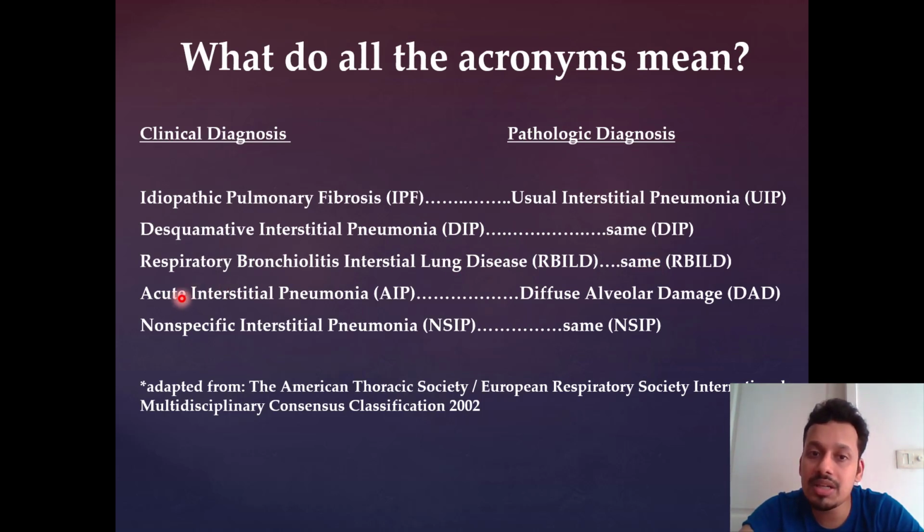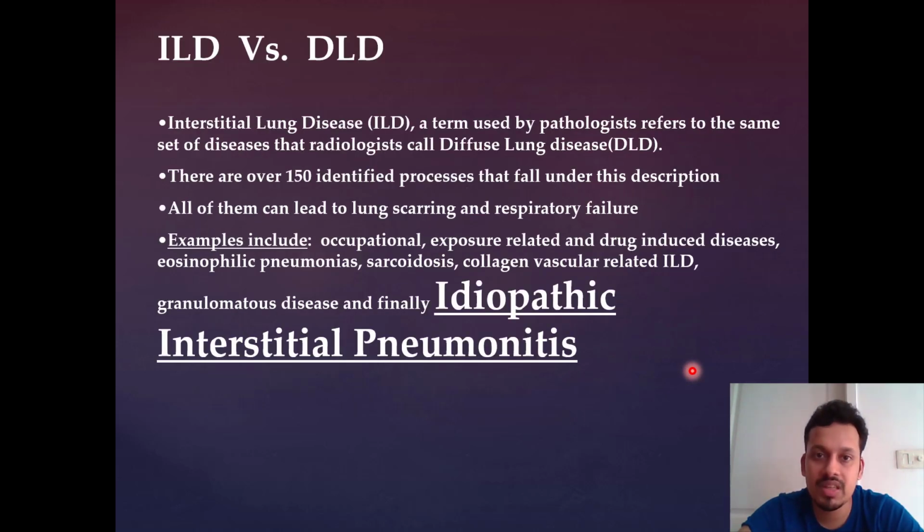Next is acute interstitial pneumonia. There, the pathologist will diagnose it as diffuse alveolar damage. Just think over one other disease where diffuse alveolar damage is the pathological diagnosis. We'll come into that also later. So NSIP has the same pathological diagnosis of non-specific interstitial pneumonia.